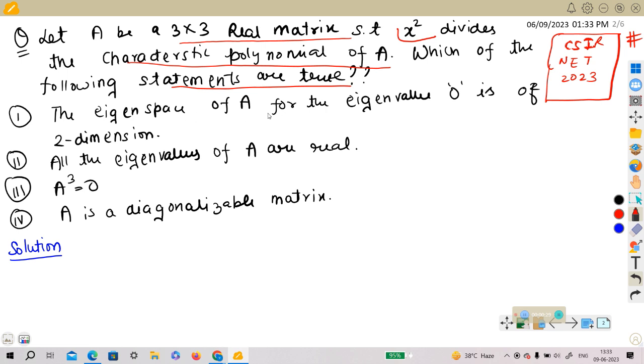We are interested in which of the following statements are true. The eigenspace of A for eigenvalue 0 is of dimension 2. All the eigenvalues of A are real. A cube is equal to 0. And A is a diagonalizable matrix.